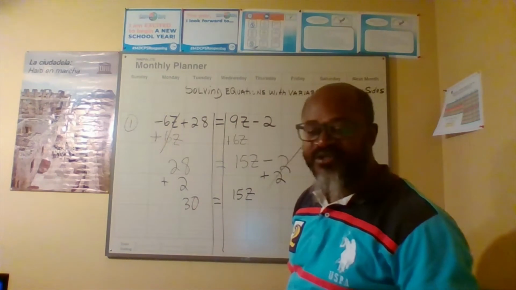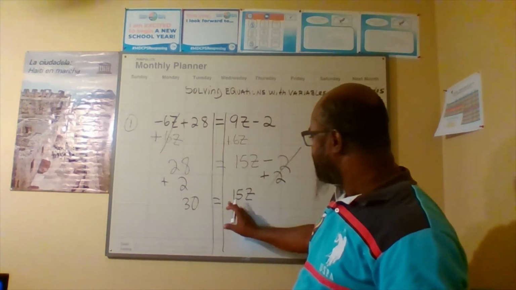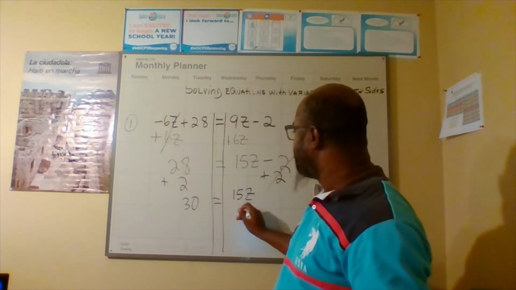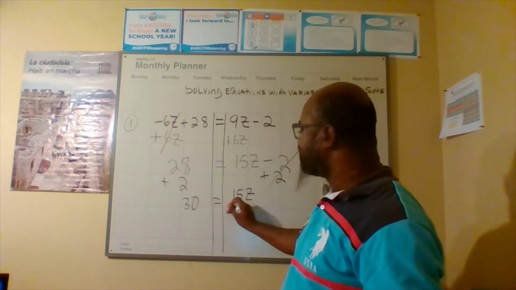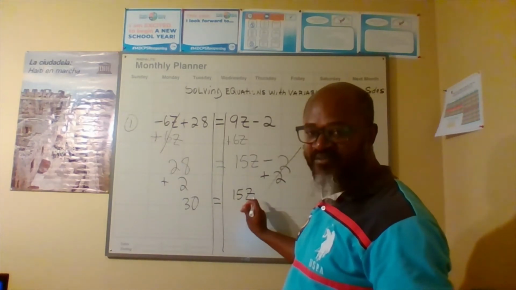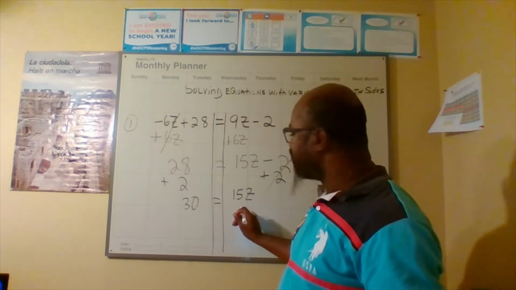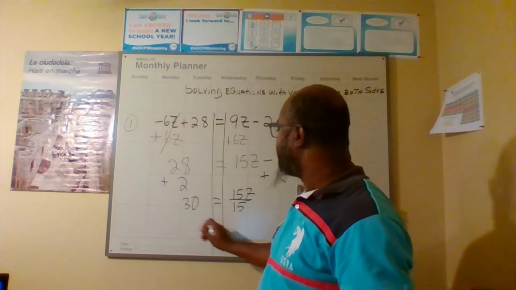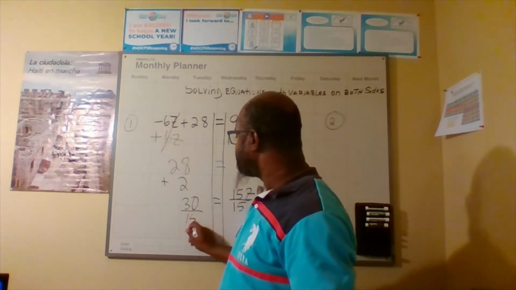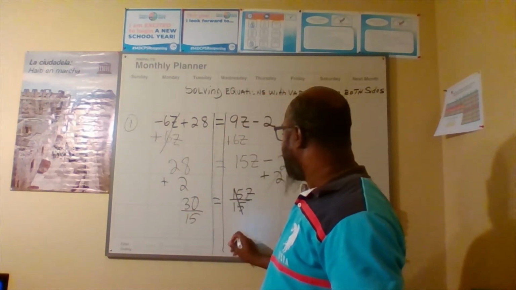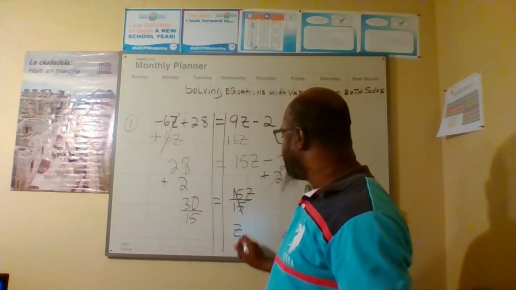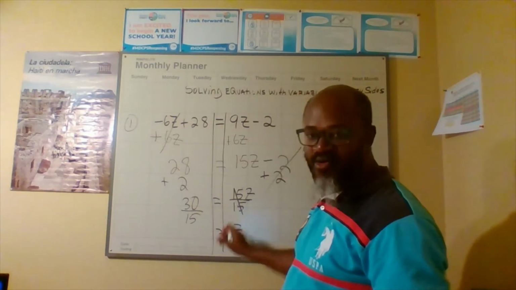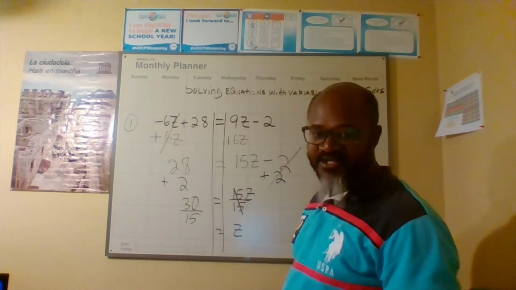Now I have one more step to go. Since I need my z to be by itself, and this is 15z, this is an indication of multiplication. The inverse of multiplication is to divide. I will have to divide by 15 on each side. Then I get z by itself, since the invisible 1 is the coefficient, and that's our goal.